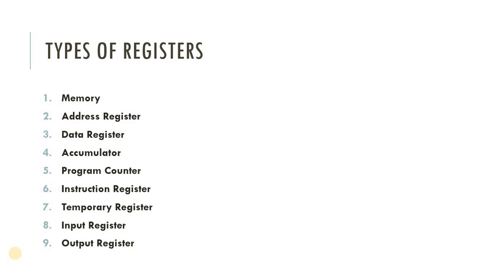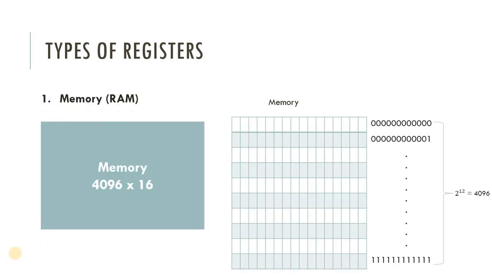So let's start. First we'll start with the memory, or we can say the RAM. When we are executing some task, at that time our data is stored in the memory, that is called the RAM. Suppose let's assume that the size of the memory is 4096 cross 16. So what is the meaning of this? Here 4096 is the number of words that can be stored in the memory.